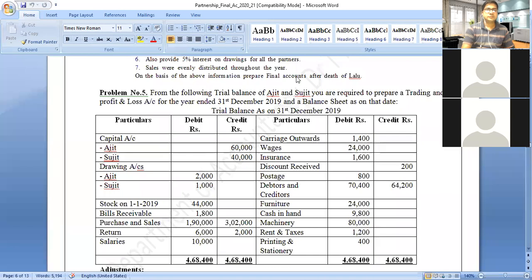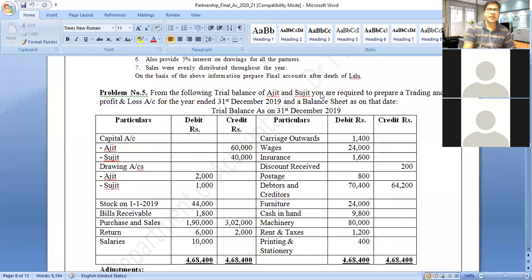Now friends, capital: Ajit, Sujit. Capital is provided for Ajit and Sujit. In our simple final account we will write Ajit's capital 60,000, Sujit's capital 40,000 on the balance sheet liability side.